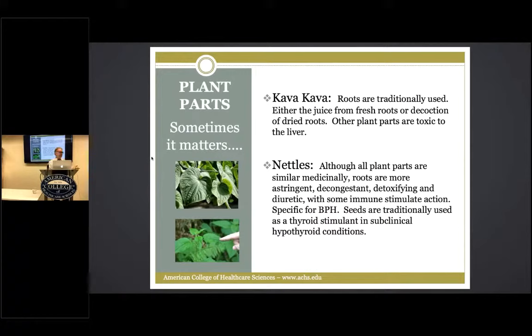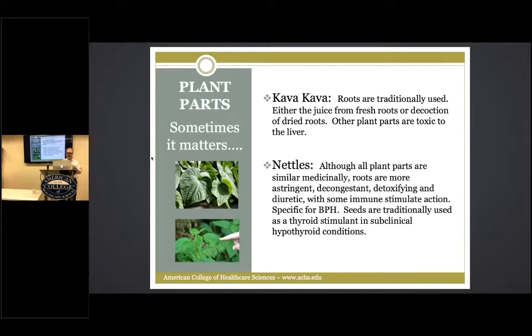Now, plant parts, sometimes it's important to know the plant parts. Kava kava, for example, the roots are traditionally used, but other plant parts are toxic to the liver. And this is another place where in the past there has either been contamination or the source material was adulterated, and there's cases of liver toxicity, people getting really sick or needing a liver replacement, either out of greed or ignorance or not understanding traditional use.